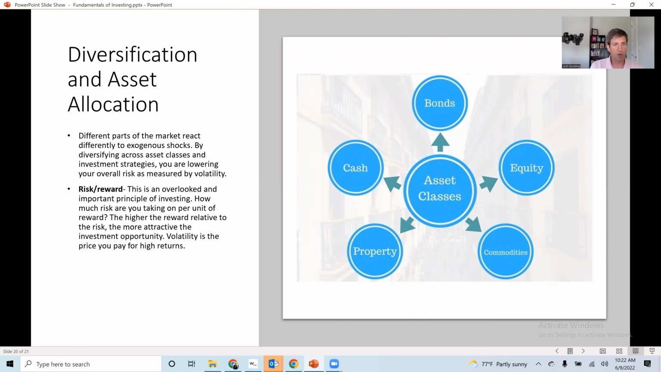I think it's one of the most overlooked and important principles of investing. How much risk are you taking per unit of reward? The higher the reward relative to the risk, the more attractive the investment opportunity, right? And remember, volatility is the price you pay for high returns. You can't have one without the other. So within asset classes, you can invest in bonds, equities, commodities, real assets like real estate or other property, and cash.